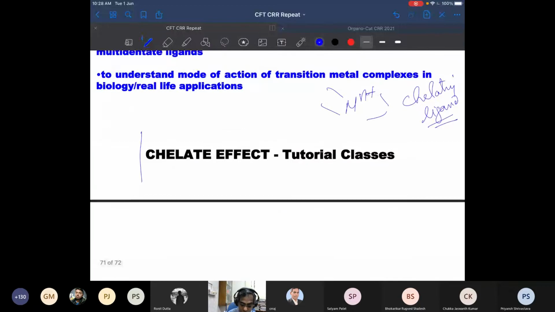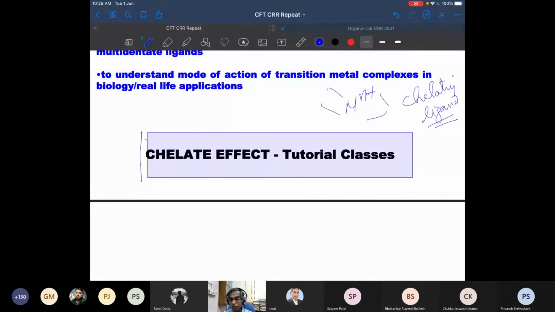So I hope you don't overlook the chelate effect. Chelate effect is important. If you have not attended, you ask your teacher to provide the notes, or you ask other students who have attended, because I will not be teaching the chelate effects.